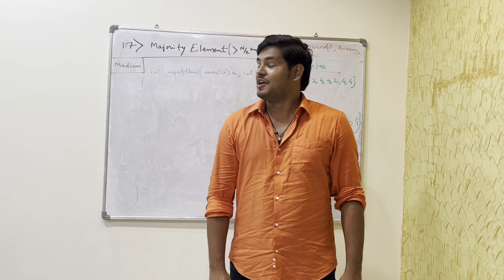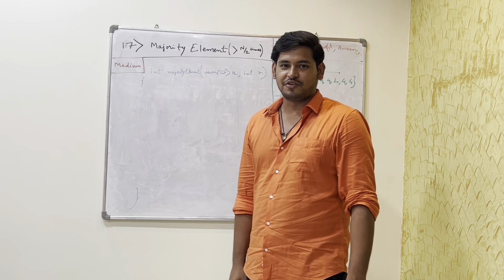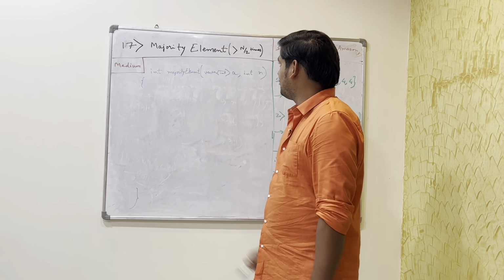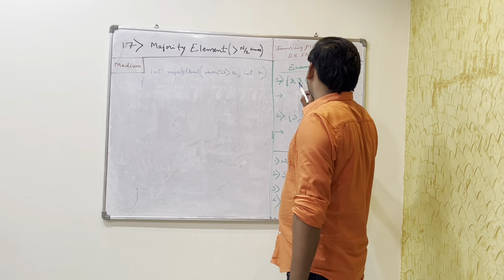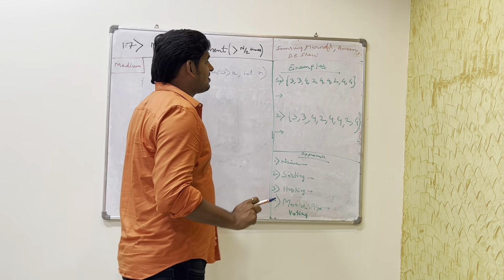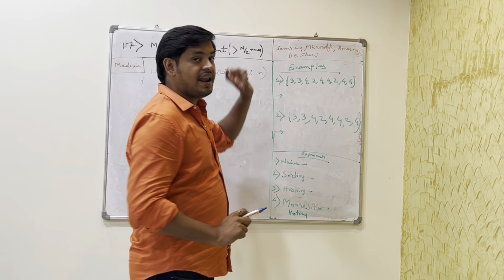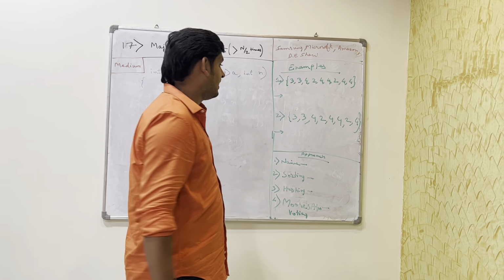Welcome to my channel. Today we are going to solve the 17th question of the problem solving series, which is based on arrays. So the question is, we need to find the majority element in the array. We are given an array and we need to find the element which occurs more than n by 2 times the number of elements present in the array.